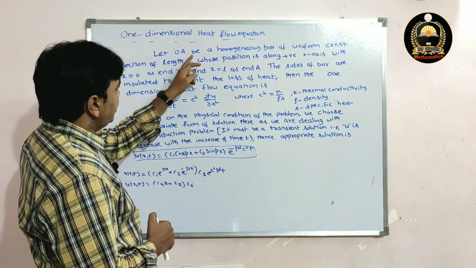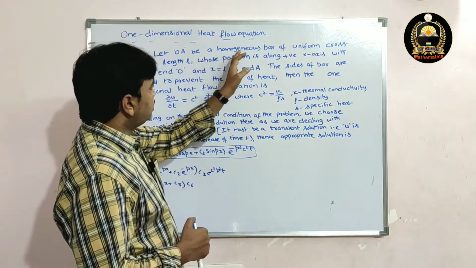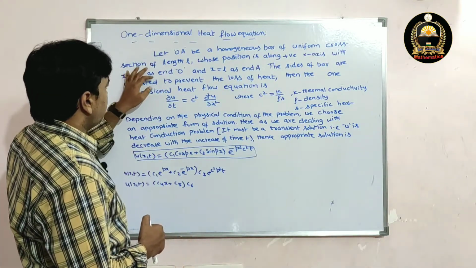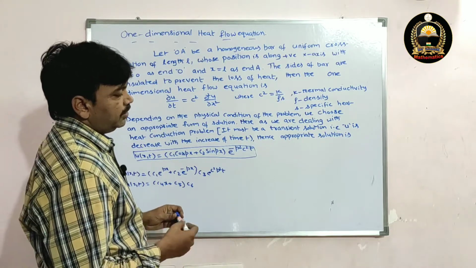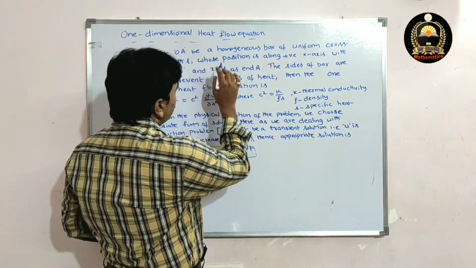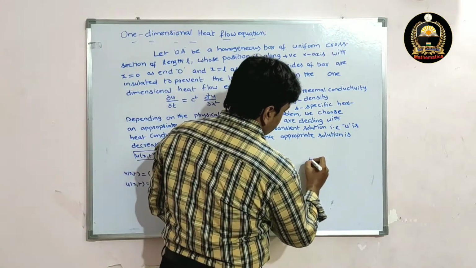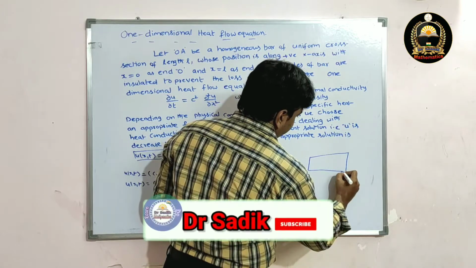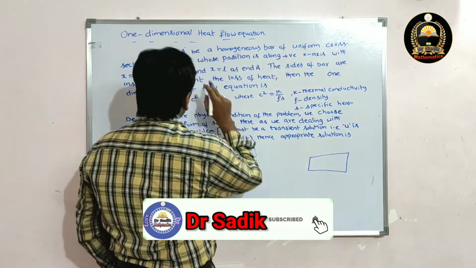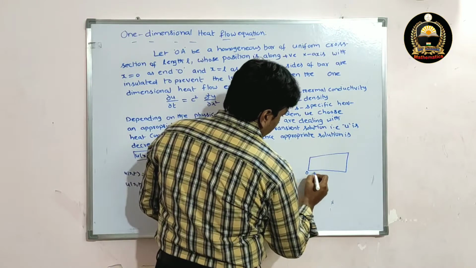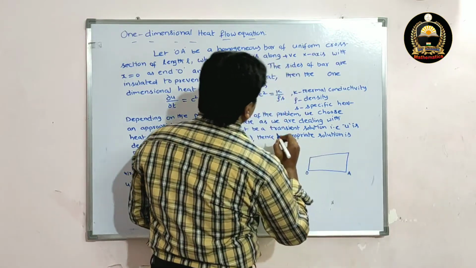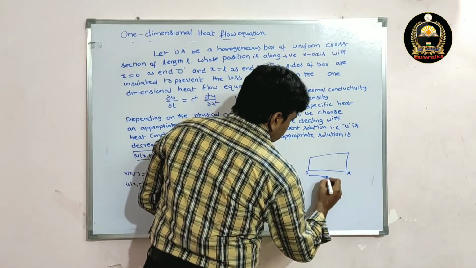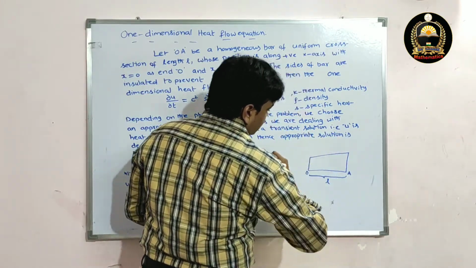Let OA be a homogeneous bar of uniform cross section of length l. Given OA is a homogeneous bar, students. The initial point is O and the end point is A. The length is l.